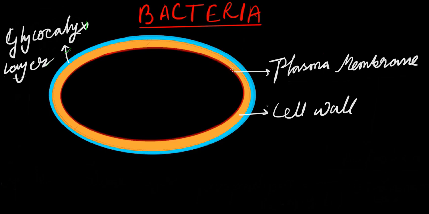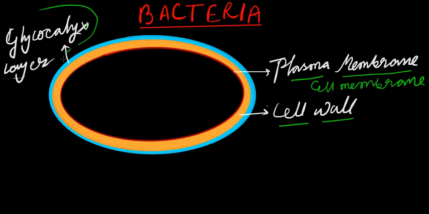Here you can see three layers present. The innermost layer is the plasma membrane, also known as the cell membrane, and the middle layer is the cell wall. The outermost layer is additional: some bacteria contain this layer and some don't. This layer is known as the glycocalyx layer.